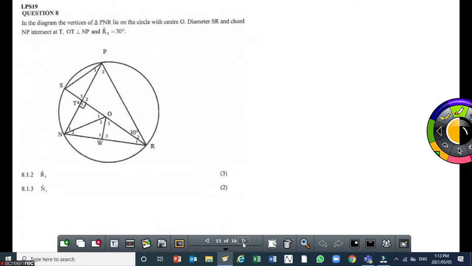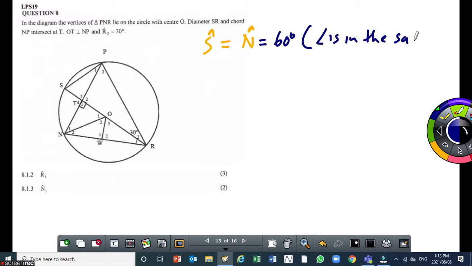Okay, I'll do it here. Alright, so first thing, I'm going to say angle S is equal to angle N. Okay? And they are both equal to 60 degrees. And my reason, angles in the same segment. That's theorem 4.